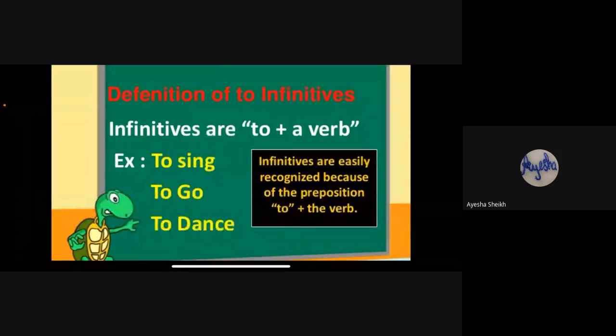What are infinitives? To plus verb. Infinitives are easily recognized because the verb is followed by to. Before the verb, what is there? To, and a verb follows to. To sing, to go, to dance. So after to, the verb is there in the present tense, in the base form. That is called to infinitive.